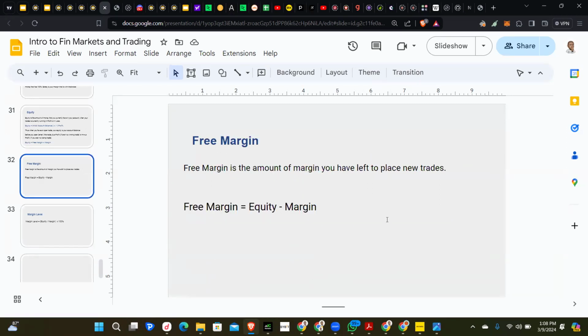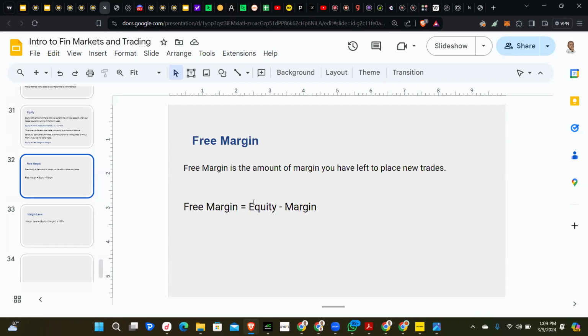Then we have the free margin, right? The free margin is the amount of margin you have left to place new trades.